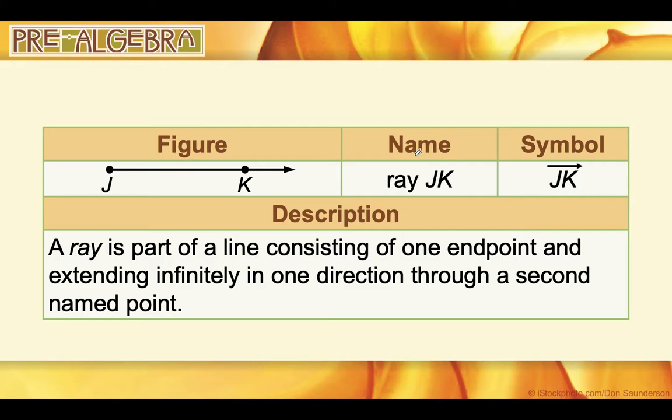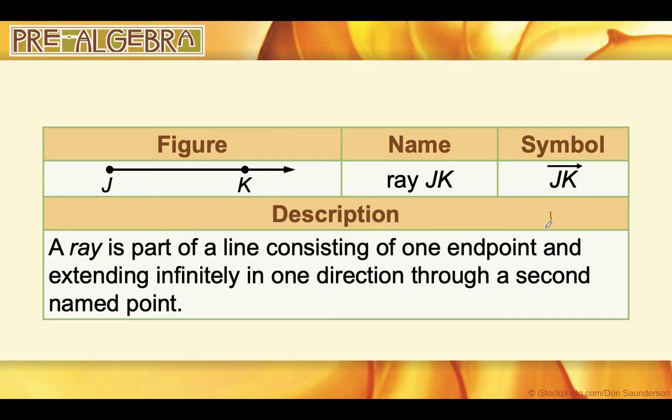This is called a ray. It is like a segment and a line put together. So we have an endpoint, a starting point, but then it's going to extend in one direction infinitely. This is called ray JK, written with the ray symbol going in the direction of which side goes infinitely.